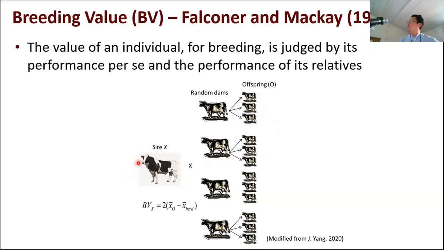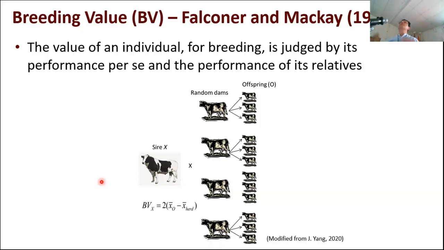So in this example, this is a sire, these are random dams, and this would be the offspring, and the breeding value really is 2 times the mean of the offspring minus the mean of the herd. And we multiply by 2 because the bull only transmits 50% of its genome to any single dam, or in any single offspring. So pretty simple. The value of that bull is estimated by the good genes that it transmits to its offspring.